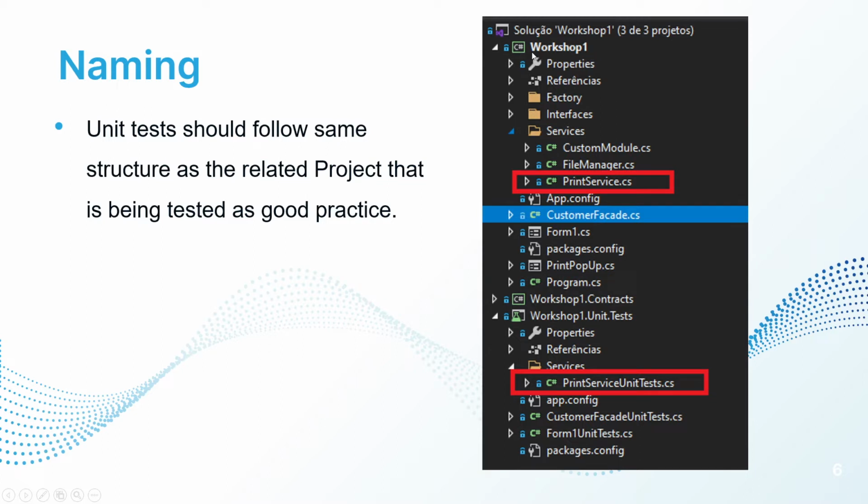In this case we have workshop 1, and workshop1.unity.tests for the unit tests. It's a good practice to keep the same structure, so it'll be easier to find the unit test when you search for it.